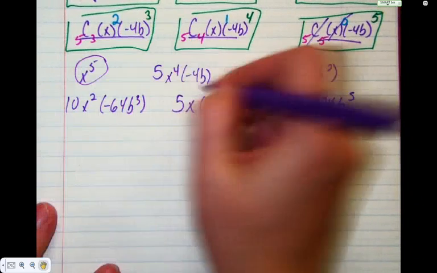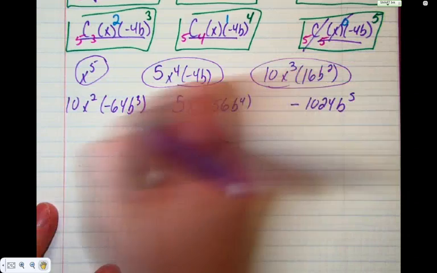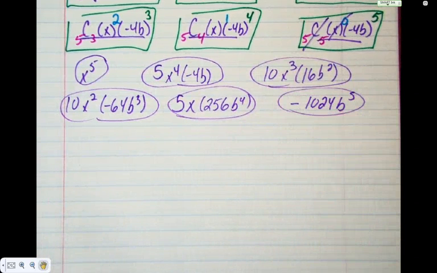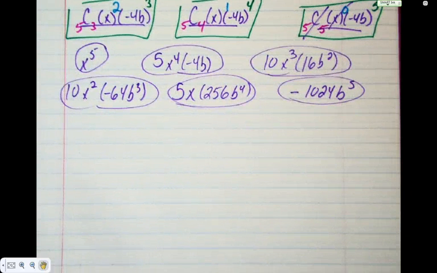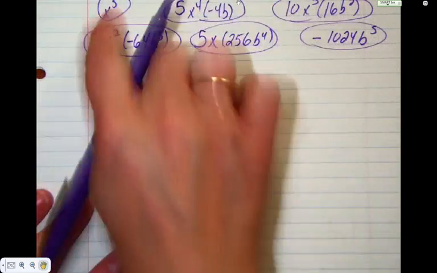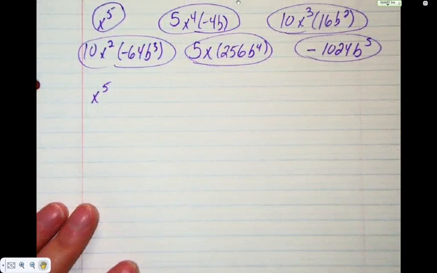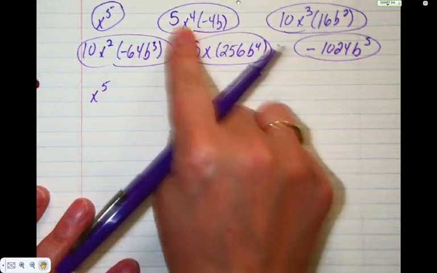Okay, so that's a term, that's a term, that's a term, term, term, term. I like to double check. Do I have 6 things circled? Why do I need 6 things circled? Because I need 6 terms from the beginning. So first term, no big deal, x to the 5. Second term, smush it together.